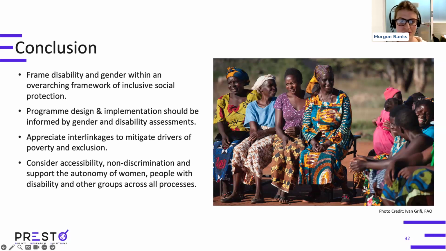It's also important to note that there are many different drivers of exclusion and poverty amongst women and girls and people with disabilities, and social protection programs need to be comprehensive in addressing these different barriers. And across all processes, we must consider accessibility, non-discrimination, and how to best support the autonomy and dignity of women and people with disabilities, as well as other groups that are typically left behind.